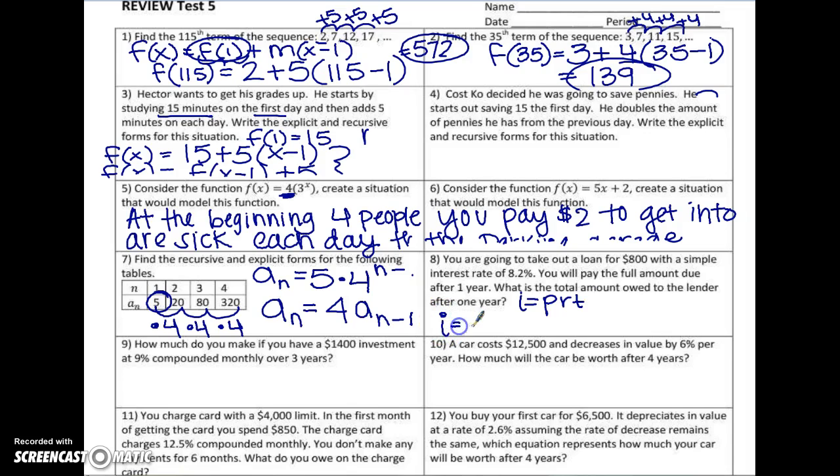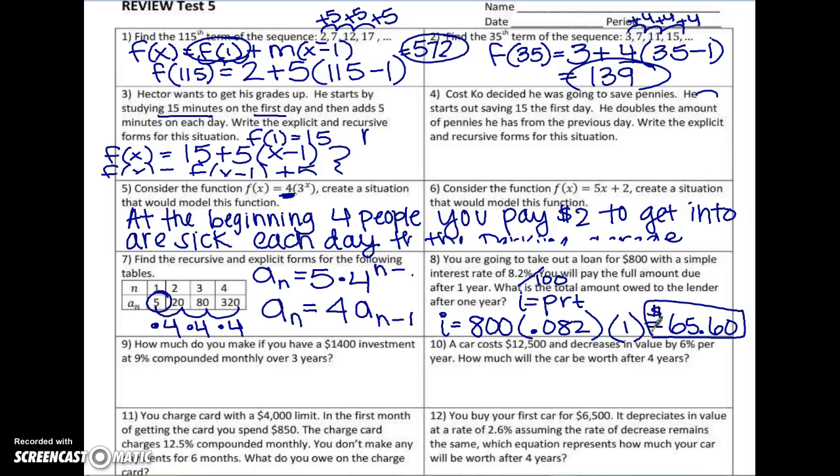The interest we're going to pay would be $800 is our principal times the rate. Remember, the rate has to be a decimal. So you can divide it by 100 to get the decimal. That's 0.082. And time is 1 year. If you multiply that out, you get $65.60. So that's the interest, but that is not the question.